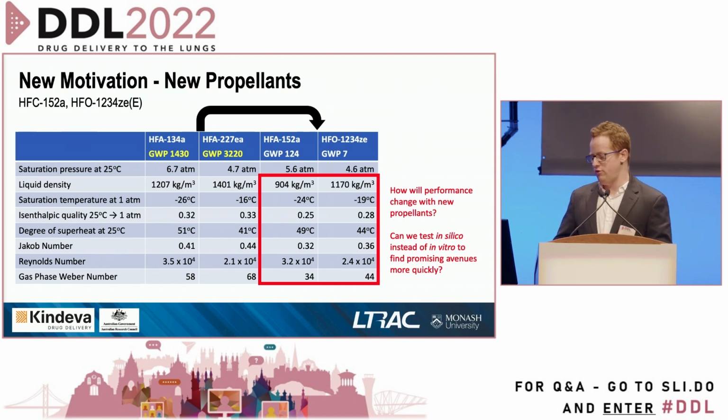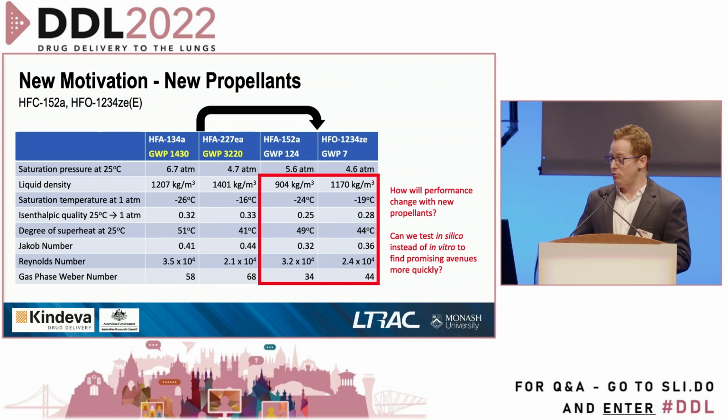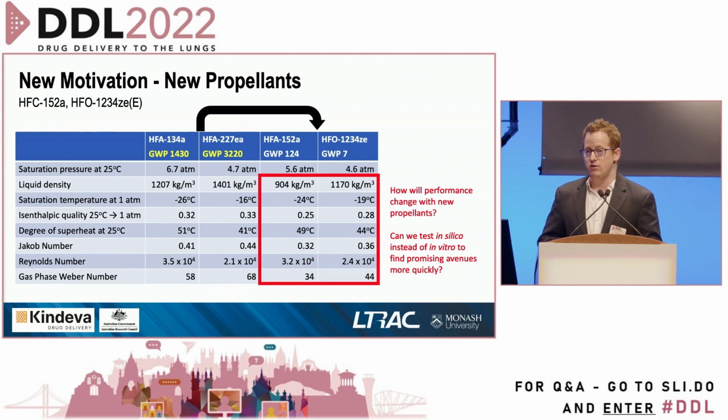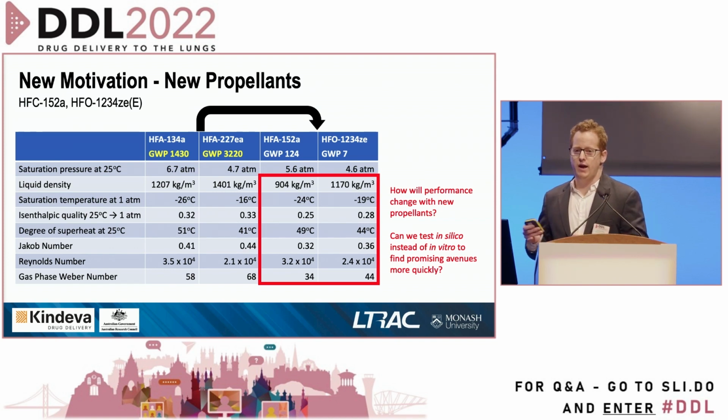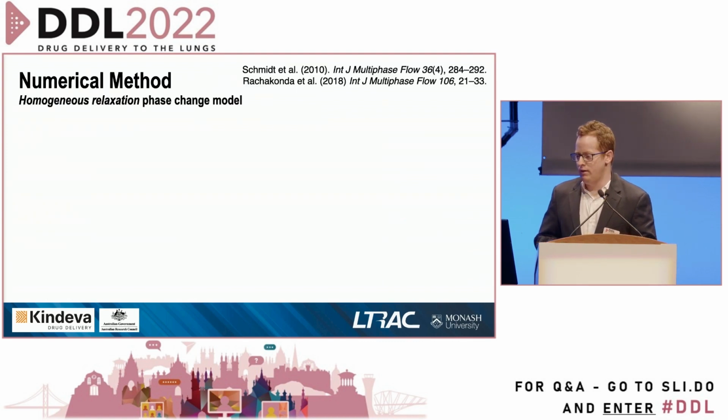We can ask some questions here. How will performance change with these new propellants? And most importantly, what I'm here to hopefully show you today is that we can accelerate the design process by doing in silico testing, that is, simulating in the computer before we move to in vitro testing, to find new designs and promising avenues, perhaps evaluating propellants against one another more quickly than we can in the lab.